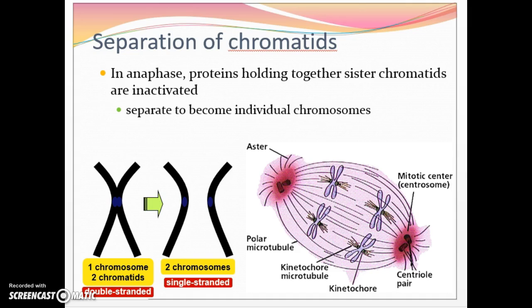I'm going at this a third time, but I just want to make sure it's clear that when we have the double-stranded sister chromatids, that's one chromosome, but when they separate during anaphase, we end up with two chromosomes. So it goes from chromatids to chromosomes.